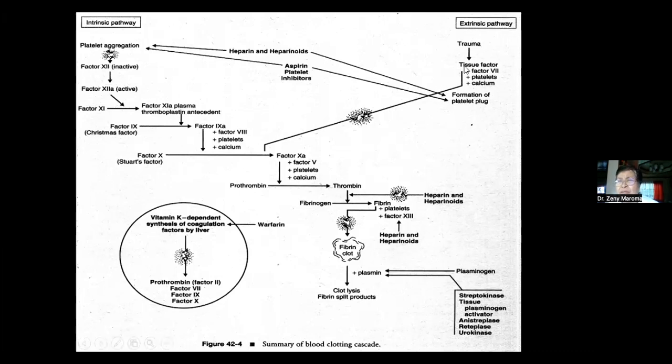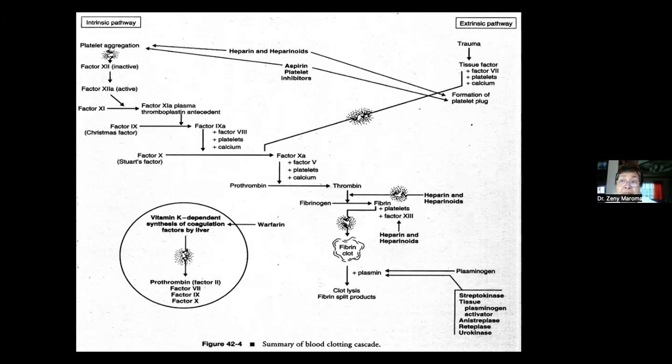Paano yung extrinsic pathway? Halimbawa, trauma. Ano ang mga factors na kailangan natin? More on factor 7. Of course, kailangan natin ng platelets, calcium. Ayan, no? So, kailangan din niya ng factor 10, factor 2, factor 1 para magkaroon ng blood clot. Protective in nature. Para hindi ka mag-severe bleeding.